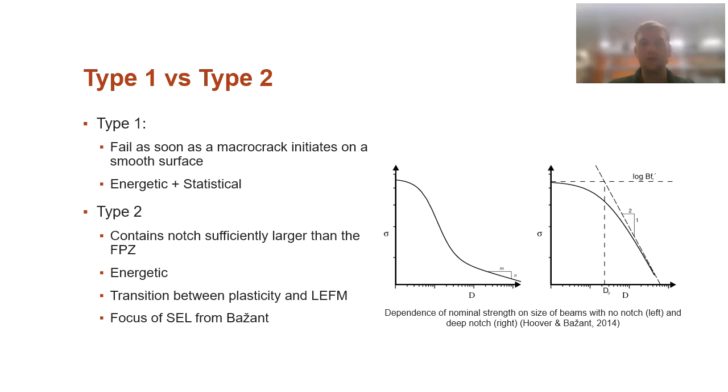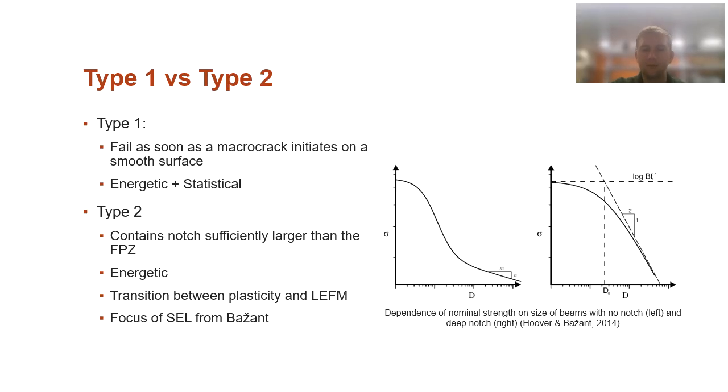So, type 1: smooth surface, fails as soon as a macro crack initiates. It could rely on the fracture process zone, could be an energetic fracturing thing happening there, or it could be the statistical side of it. Whereas type 2: pre-existing crack or notch, and it's entirely governed by energetics, and we see this transition from plasticity to LEFM. So again, type 2 is more the focus of the size effect law from Bazant, because we can zone in on that fracture process zone.